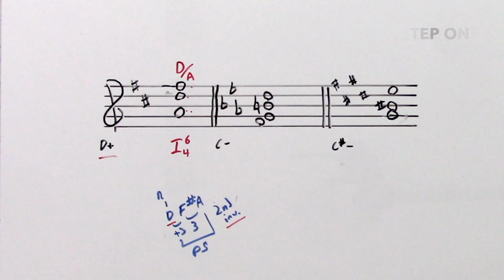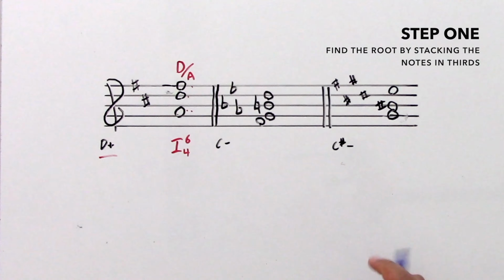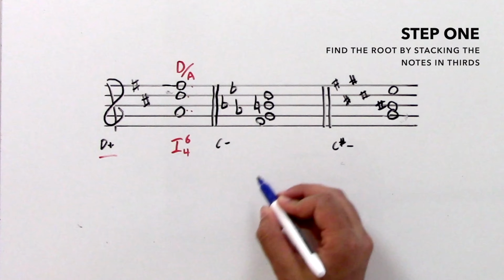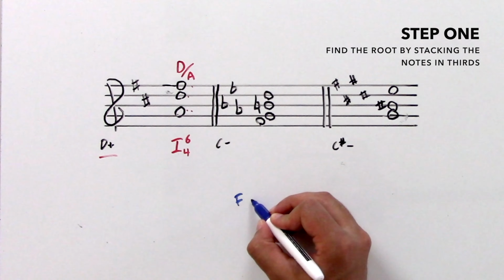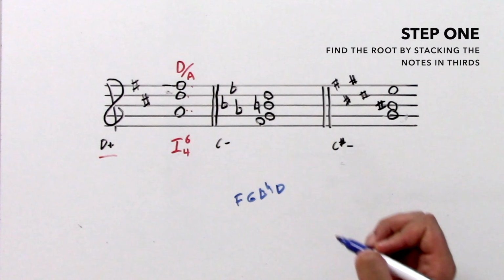Now we are in C minor. Let's extract all the information from the chord. First, we need to write out the notes. I'm going to erase that so we have more room. We have, it starts with an F, and then we have a G, a B natural, and a D.